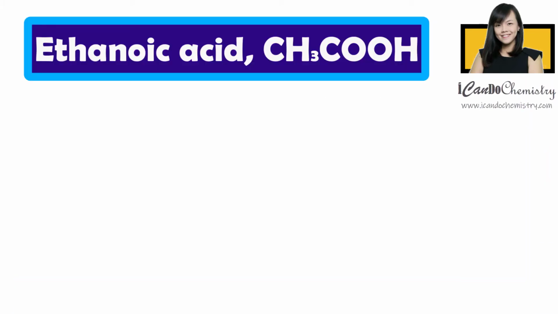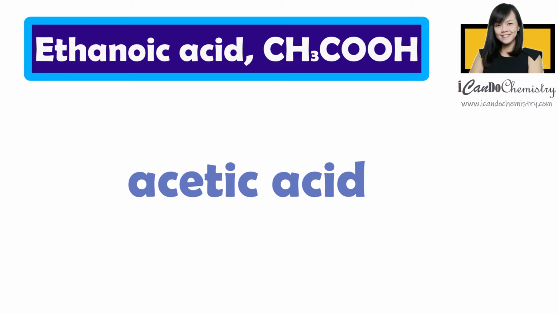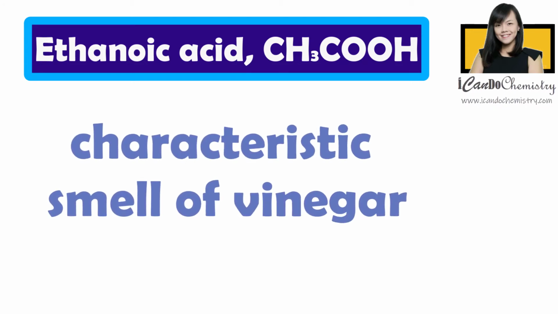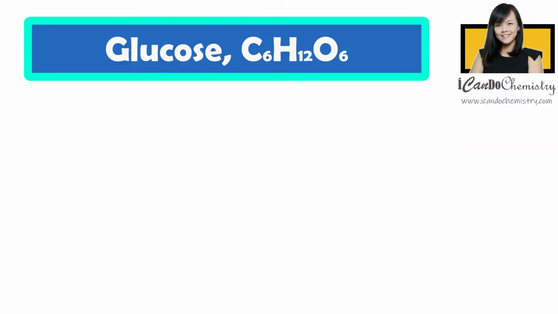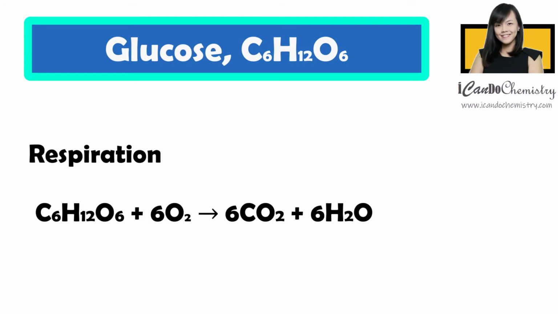Number 32. Ethanoic acid. Chemical formula CH3COOH. Ethanoic acid is also known as acetic acid. It is a colorless liquid at room temperature and pressure and has characteristic smell of vinegar. Number 33. Glucose. Chemical formula C6H12O6. During photosynthesis, green plants convert carbon dioxide and water into glucose and oxygen in the presence of sunlight. During respiration, glucose in the food we eat is converted into energy, carbon dioxide and water.